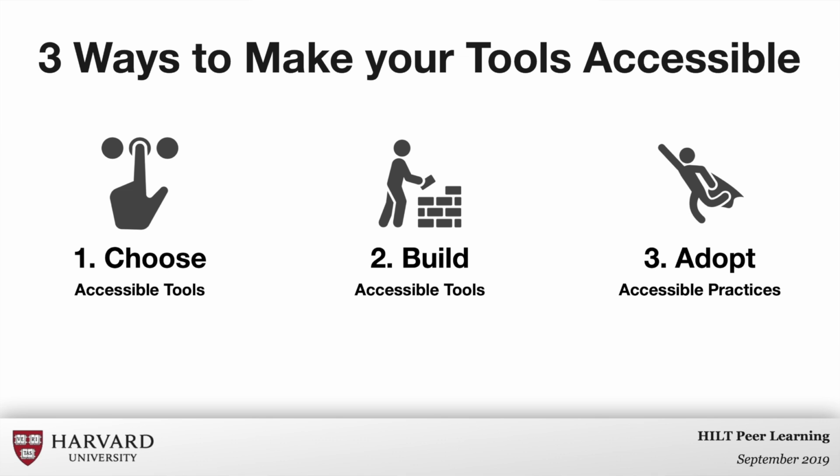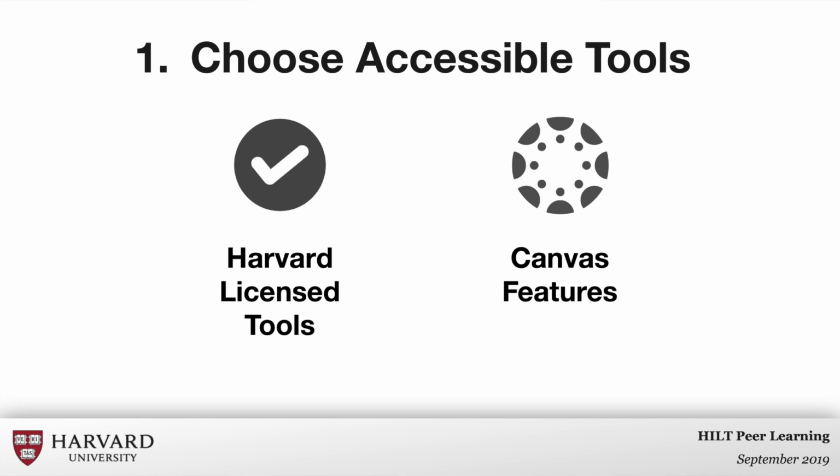So to start with the first one, choosing accessible tools. This can be a tough thing to do. I wish that I could point you to a list of all of the tools and how accessible they are, but I can't. The best I can give you is that, in general, Harvard licensed tools are ones that have gone through more of a process. We've worked with the third party while making an agreement, and so there's a higher chance that those are going to be more accessible. So the best way to get that list is to talk with your instructional technology team or your IT group.